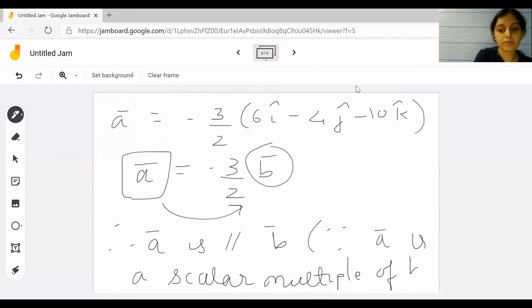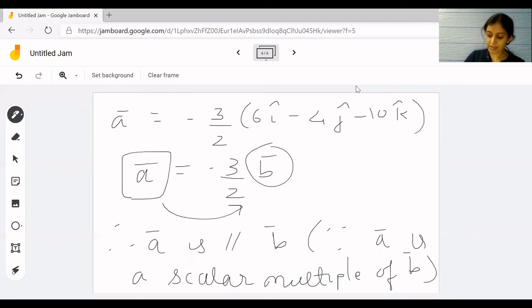since a bar is a scalar multiple of b bar. Similarly you can do the second and third one, wherein you will have either the dot product 0, or the vectors will be scalar multiples, or if none of them is possible, then they are neither orthogonal nor parallel. Now let's go to the next question.